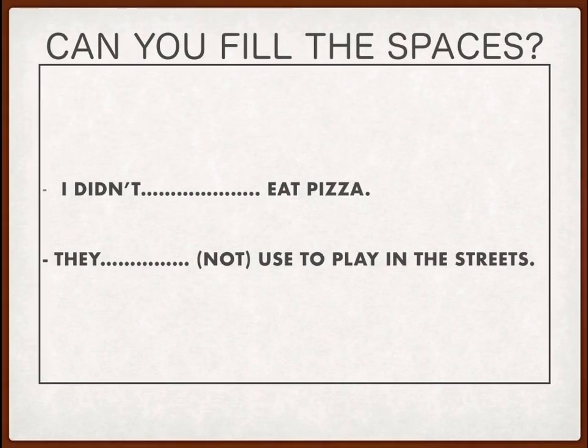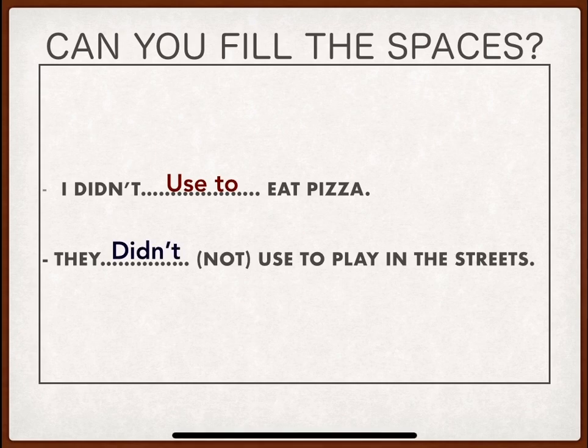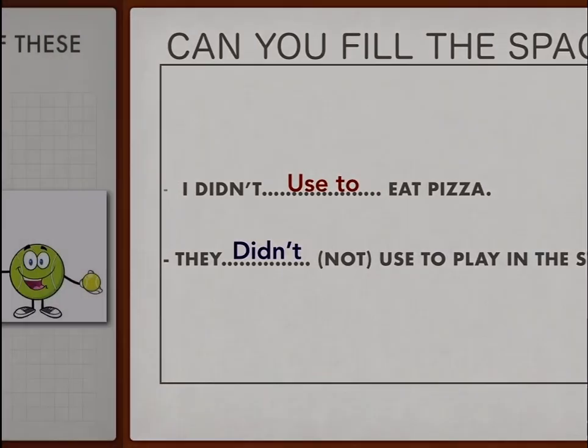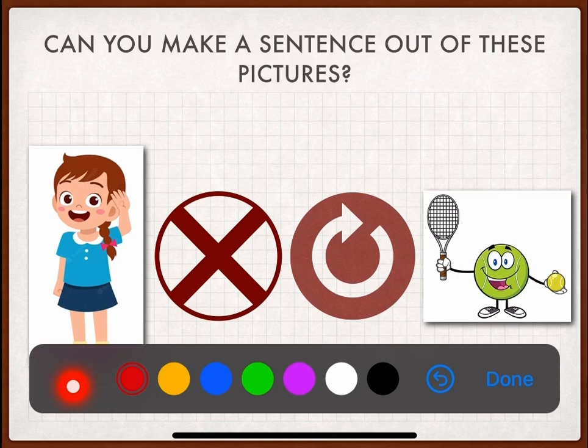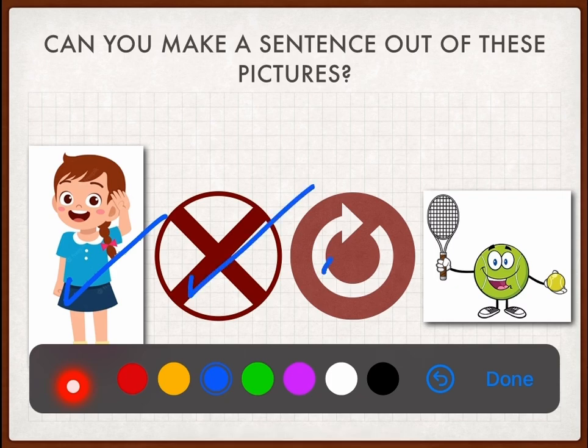Now let's fill the spaces. I didn't used to eat pizza. They didn't, short for did not, used to play in the streets. Now let's make a sentence out of these pictures. She didn't or did not used to play tennis.